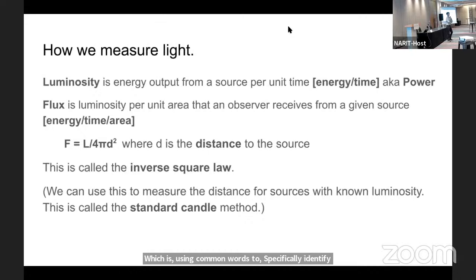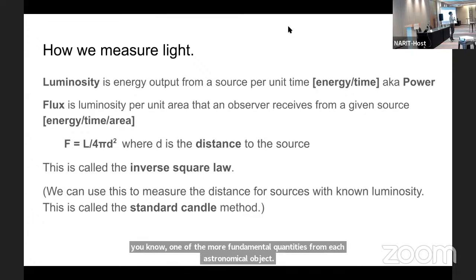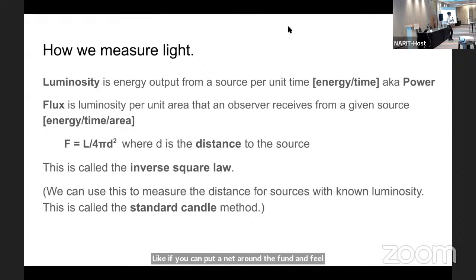So first thing is luminosity. The luminosity is just power. This is just the energy output of any kind of object per unit time. This is just how many joules or how many ergs of energy you get out per unit time. This is luminosity, same as power. And this is one of the more fundamental quantities of each astronomical object. Like if you could put a net around the sun and collect all of the light coming out, what you get is the luminosity.